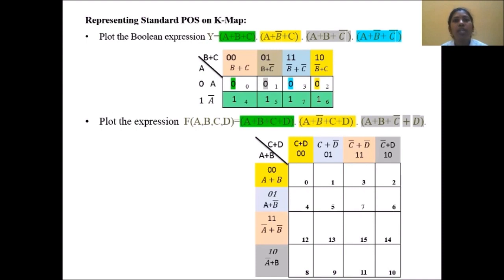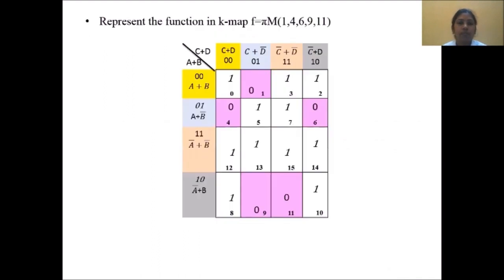So in POS, for the given expression, the output is 0 for the given terms and for the remaining terms, the output is 1. So here max terms are given: 1, 4, 6, 9, 11. These are the max terms. Only in those positions, the output is marked as 0. Remaining terms are represented as 1 since it is a POS form.